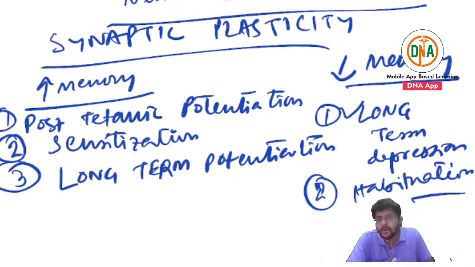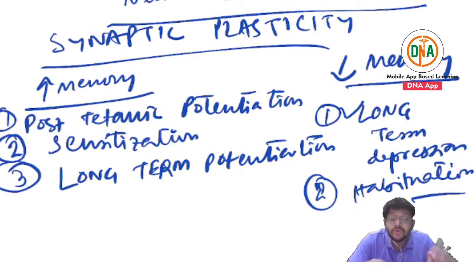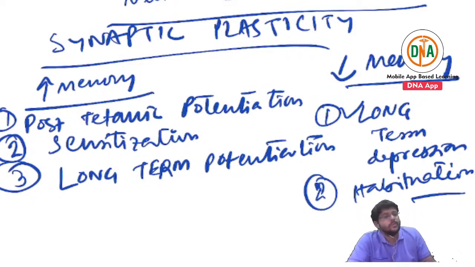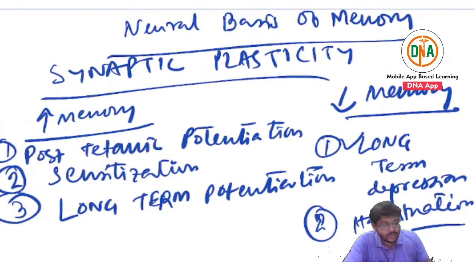After that, we started learning and memory, where we classified memory into two ways basically. One depends on the types of memory, where implicit and explicit were discussed. Under explicit: event memory, episodic memory, semantic memory. And under implicit: procedural memory, priming, associative learning, non-associative learning. Then we came to synaptic plasticity, which is actually the key to improving or decreasing memory. There are a few neurological ways by which synaptic plasticity happens: post-tetanic potentiation, sensitization, long-term potentiation, and memory can also decrease on the basis of long-term depression or habituation.